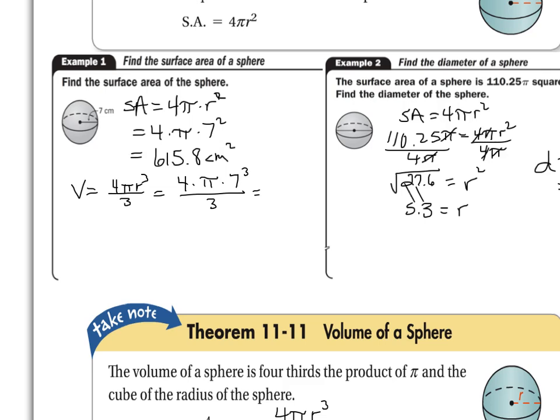When I total that up, when I take 4 times pi times 7 cubed, and then I divide that by 3, I get 1,436.8, in this case, centimeters cubed. That's the volume of that sphere.